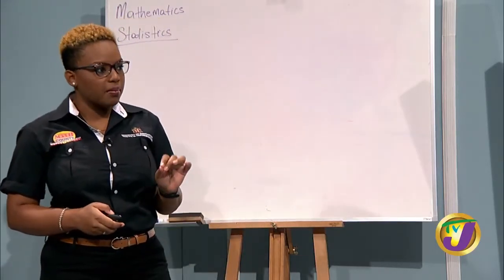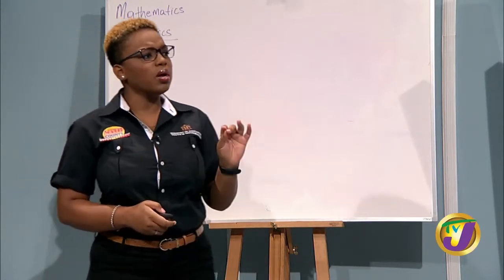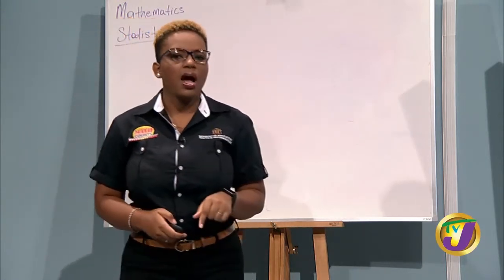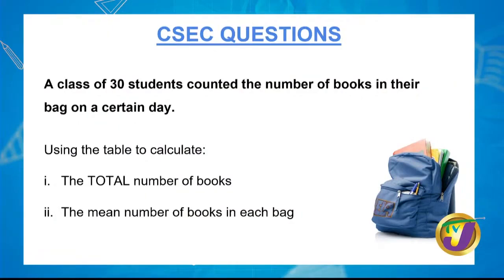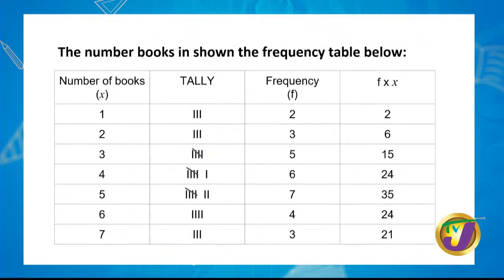All right, so using the table that I'm going to show you soon, we want to find out the total number of books, and we also want to find out the mean number of books in each bag. So we want to find the average number of books in each student's bag. If each student was supposed to have the same number of books, how many books would be in each person's bag? So here we have our frequency table showing the number of books in 30 students' bags. As we would have done before, we would have to find out how many would be in each group, right?